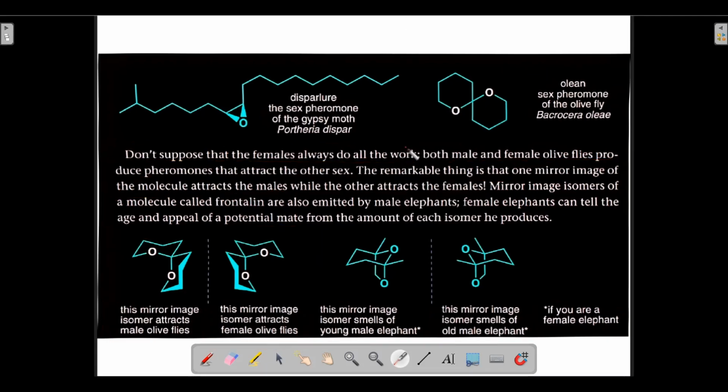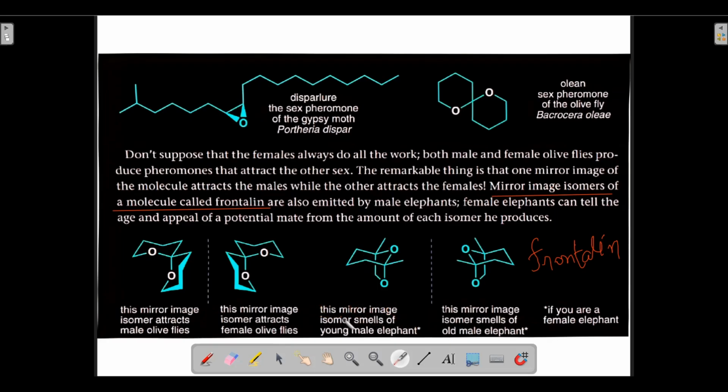The discussion on olive flies is over, and now we are moving on to the discussion on elephants. Mirror image isomers of a molecule called frontalin. So how does the frontalin molecule look? This is a frontalin molecule, and this is also a frontalin molecule. These are mirror images of each other, mirror images of the same compound frontalin. So these are isomers of each other, and both are the same compound frontalin.